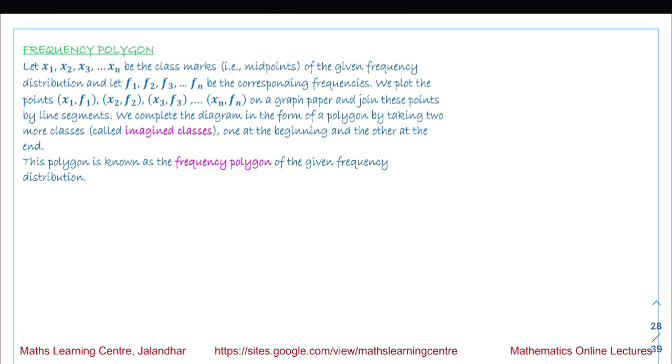Now the next thing we have is the frequency polygon. So the first thing that we drew was the bar graph. Next we drew the histogram. Now the third thing that we have is the frequency polygon.